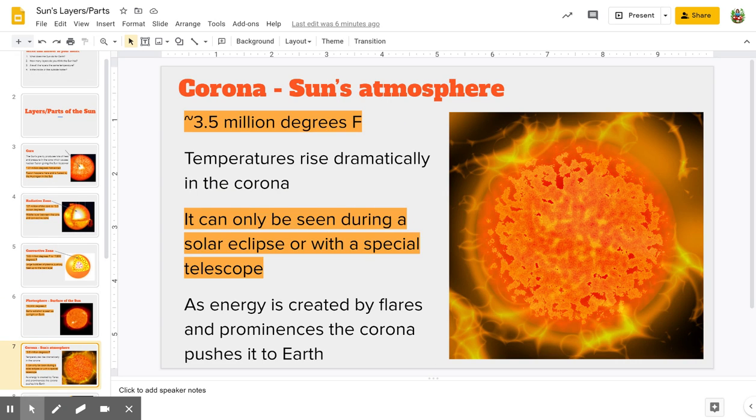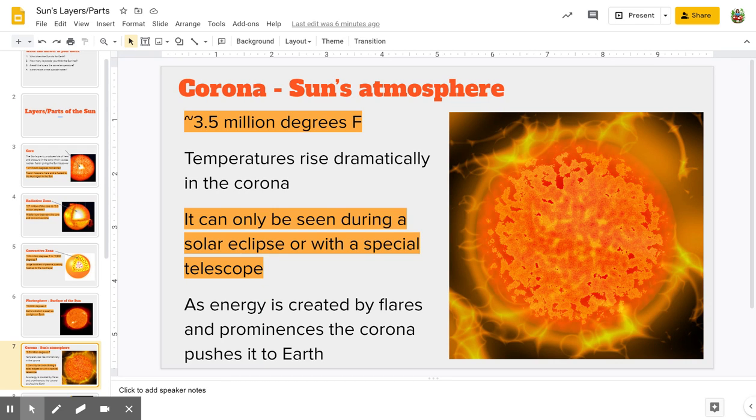All right, the next thing we're going to talk about is the sun's atmosphere. The sun's atmosphere is around 3.5 million degrees Fahrenheit. So we just went from a surface that was around thousands of degrees hot, and we went to an atmosphere that is 3.5 million degrees Fahrenheit. So the sun's atmosphere is a lot hotter than just the surface of the sun. Okay? So the corona is what we call the hottest part of the sun.